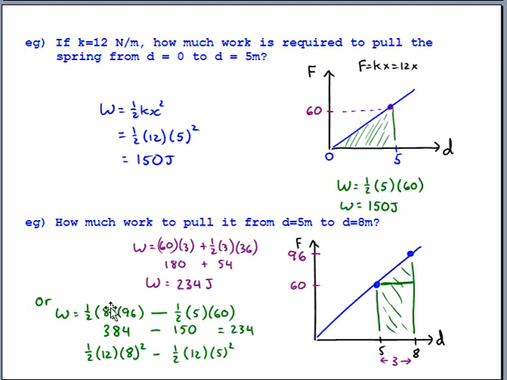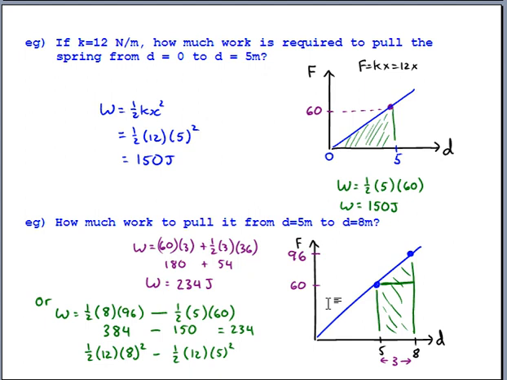So on the top here, I'm just going with just my regular math, just 1/2 base times height. That's for the big triangle, minus 1/2 base times height for the little triangle of white space. And you get the 234. Other people might go, well, this is a perfect time to use 1/2 kx squared. We could go 1/2 the 12 times the 8 squared to do the big triangle, and then subtract 1/2 12 times the 5 squared for the little white space. Either way, you're going to get your 234.